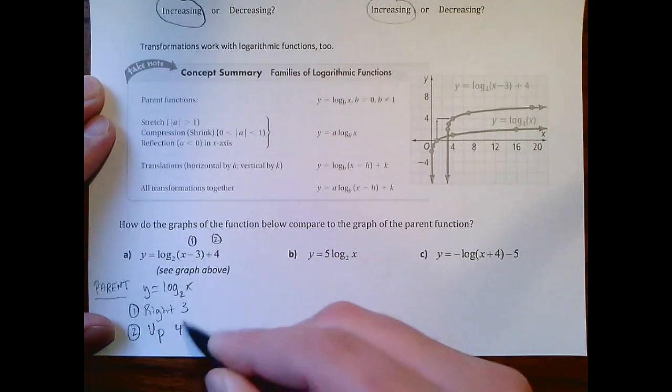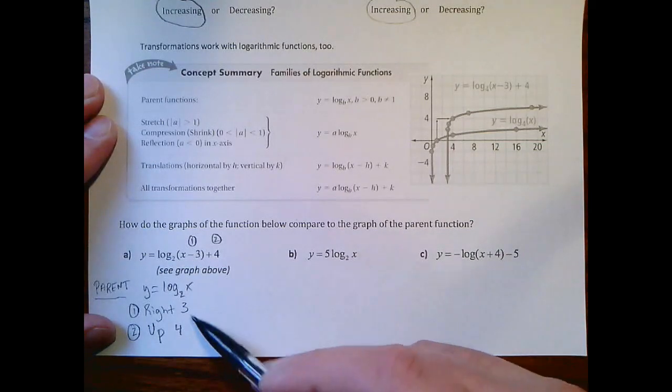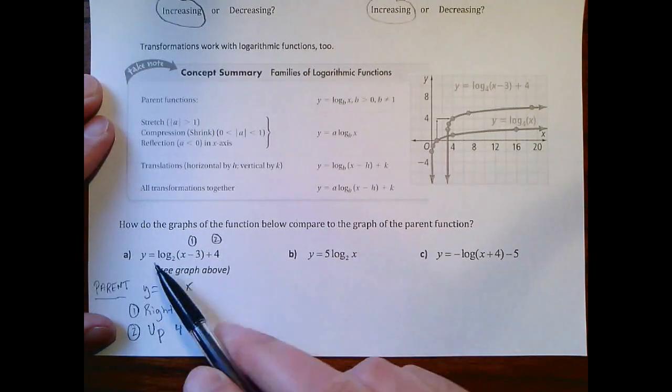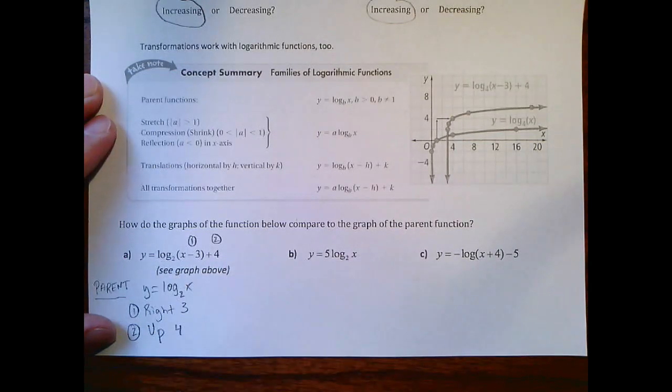And by that I mean a translation, right? A translation is a slide. So in this case, it will slide right 3 units and up 4 units. I don't see any a values changing. So that means it's going to be standard size, not thinner, not wider, and not flipping over the x-axis.